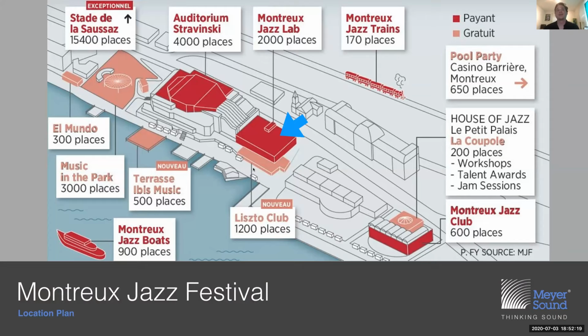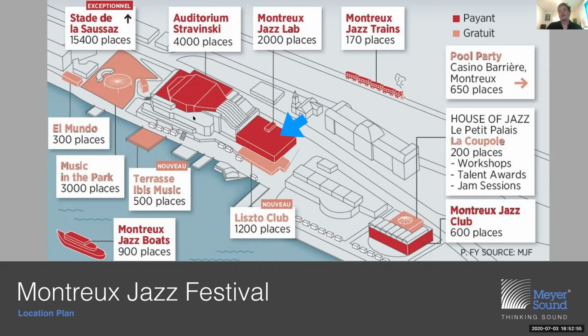While I have this slide on the screen, let me explain the difference between Stravinsky, Jazz Lab and Jazz Club. The Auditorium Stravinsky was the main venue for headliners. The new generation of musicians was placed in the Jazz Lab, which was called the Miles Davis Hall back in the day. Then Claude Nobs wanted to bring back a central place for jazz by creating a venue dedicated to that, and so the Jazz Club was born inside the building.